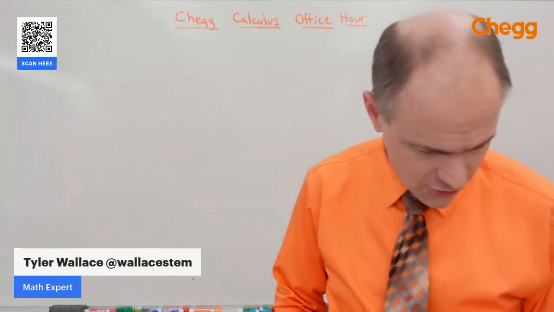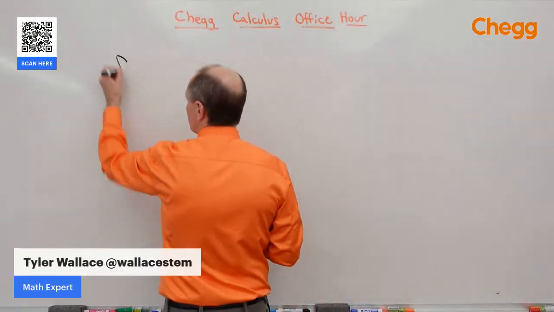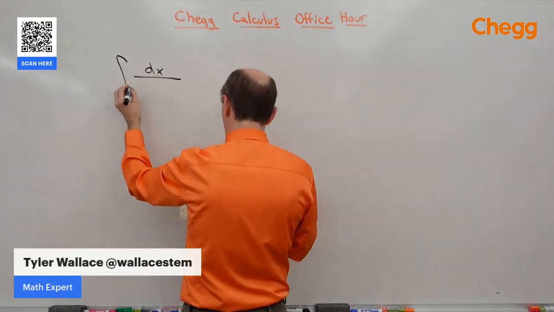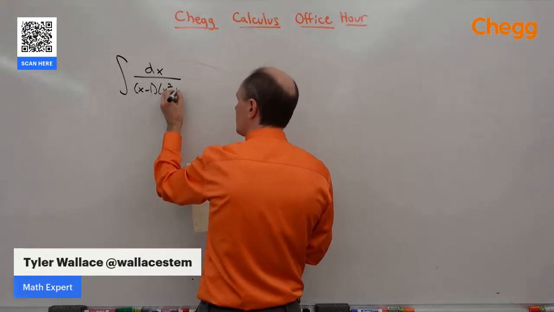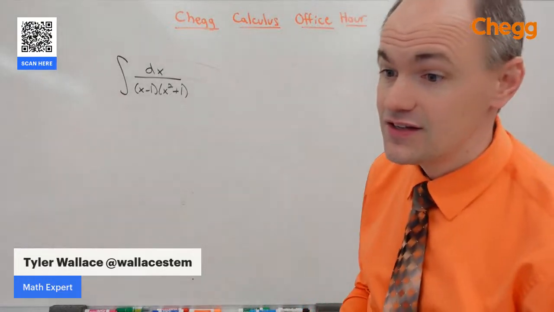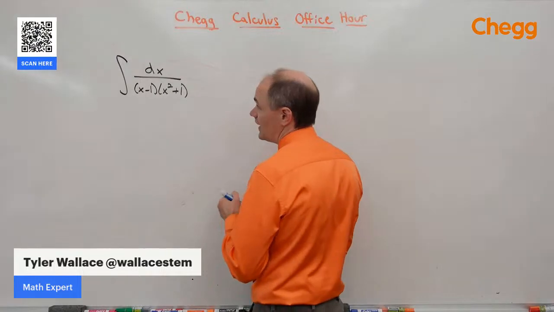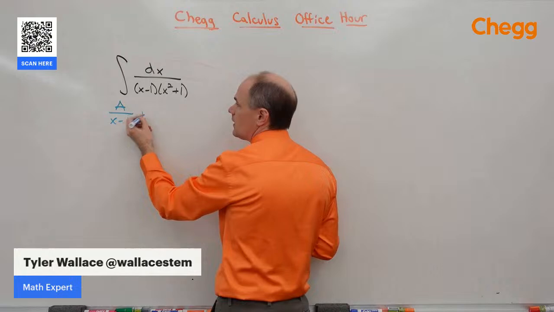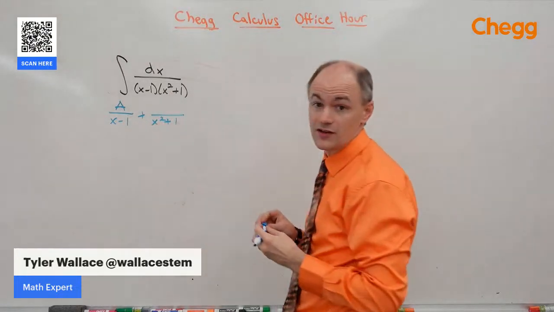Let's do a partial fractions problem that might be a little bit more interesting. Let's do the integral of dx over x minus 1 times x squared plus 1. We've got that irreducible quadratic in the denominator. So when we break up that irreducible quadratic, yes, we're going to do a fraction for the x minus 1. But when we've got x squared plus 1 in the denominator, sorry, minus 1 would have been much nicer.